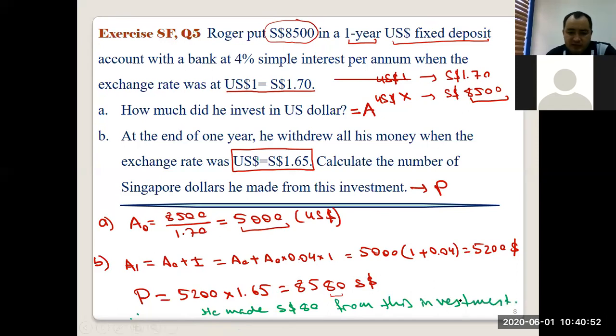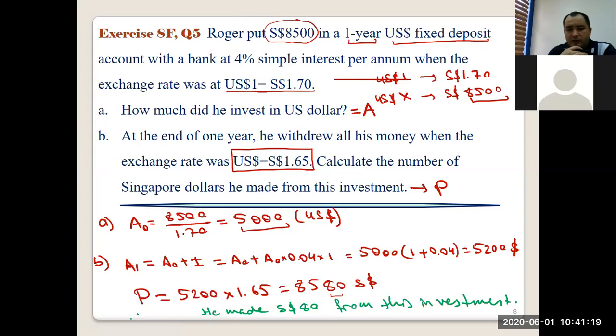Okay, actually that's the right answer. If you just stop here, it means that you do not answer the question completely. Okay, that is the right answer. So he made 80 Singaporean dollars by investing 8,500 Singaporean dollars into the bank and withdrawing it after 1 year. Okay, that's all about money exchange.